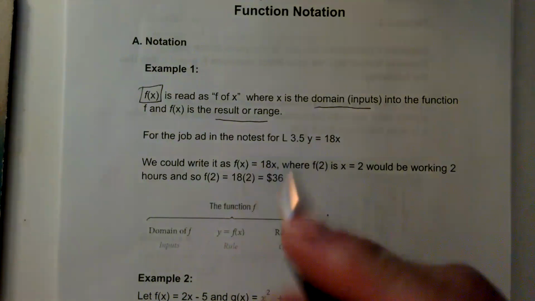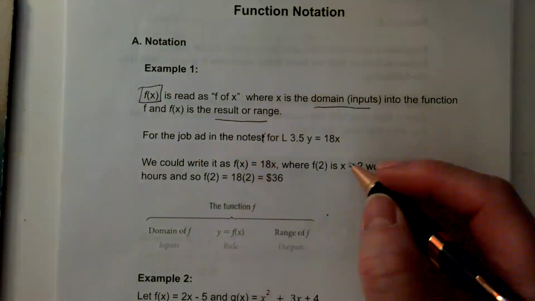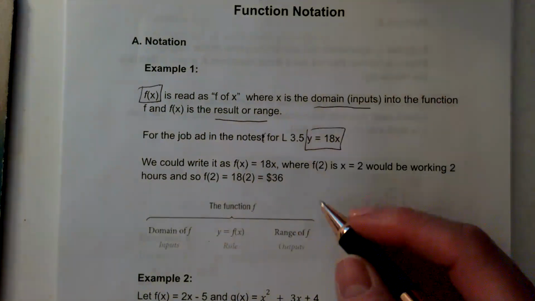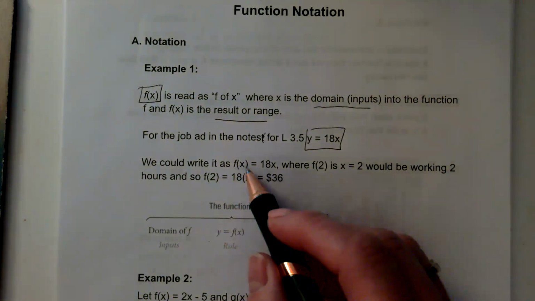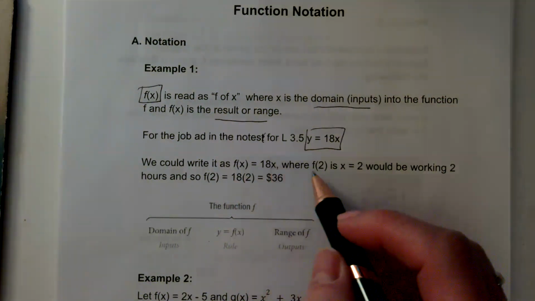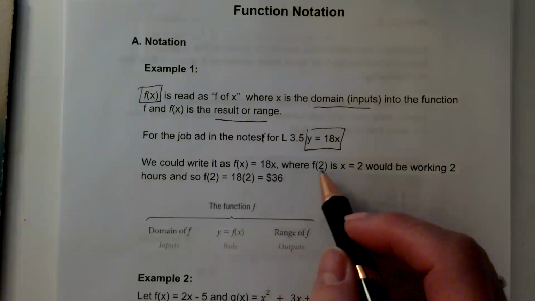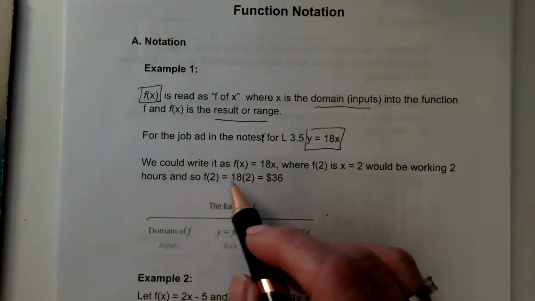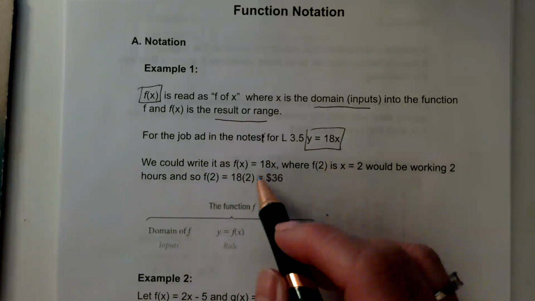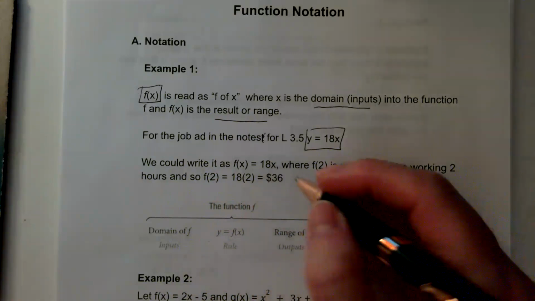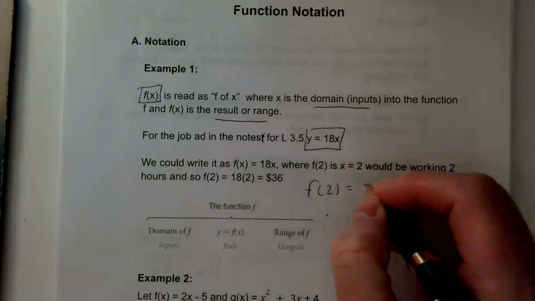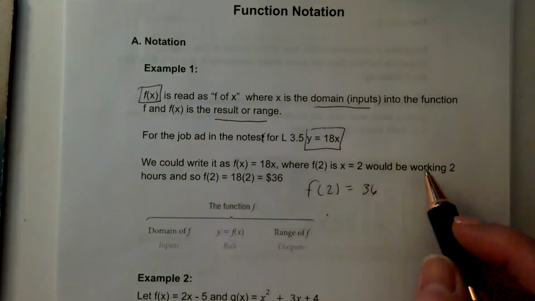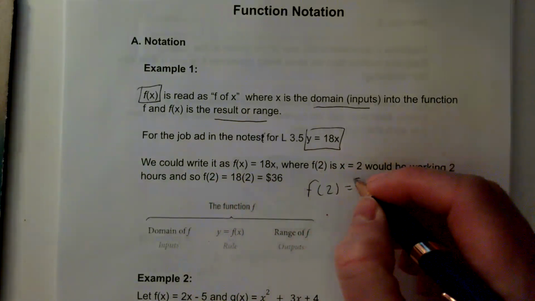So for the job ad in the previous notes for lesson 3.5, we said y equals 18x. If we were going to use function notation, we would write it as f of x equals 18x. And so then we could say f of 2, so the reader knows that when I put 2 in, I'm talking about that person working 2 hours. So f of 2 would be 18 times 2 because I'm replacing x with 2, and that comes out to be 36. So we would say f of 2 equals 36. That tells the reader that when that person works 2 hours at that job in the advertisement, they make $36.